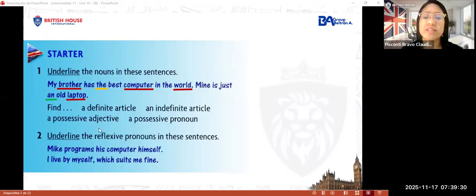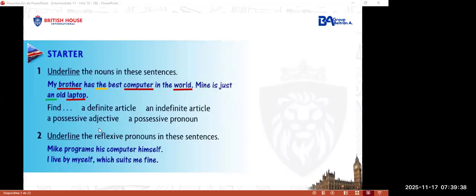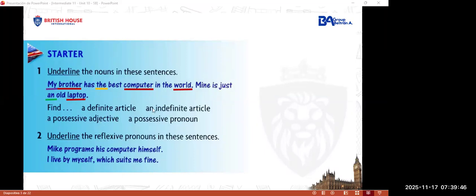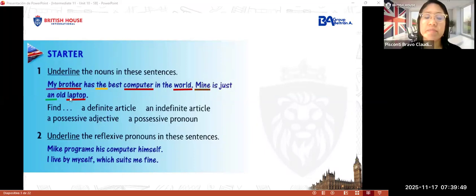Now, possessive adjective. Which one in this statement is a possessive adjective? Do you remember? My, yes, my. And which one is a possessive pronoun? Mine. Yes, very well. Okay, perfect. Now we have finished number one. Now we continue with number two. It says, underline the reflexive pronouns.